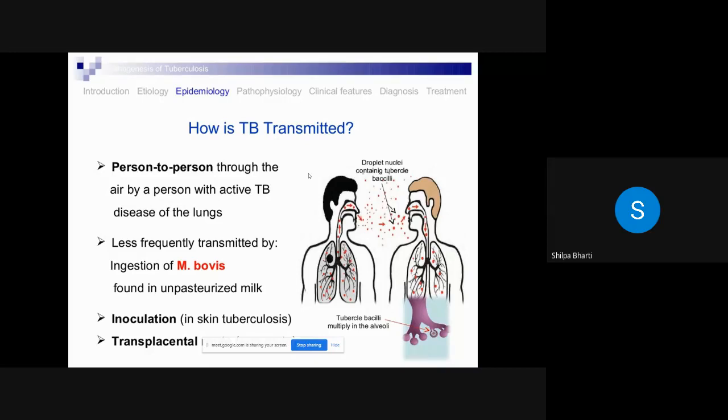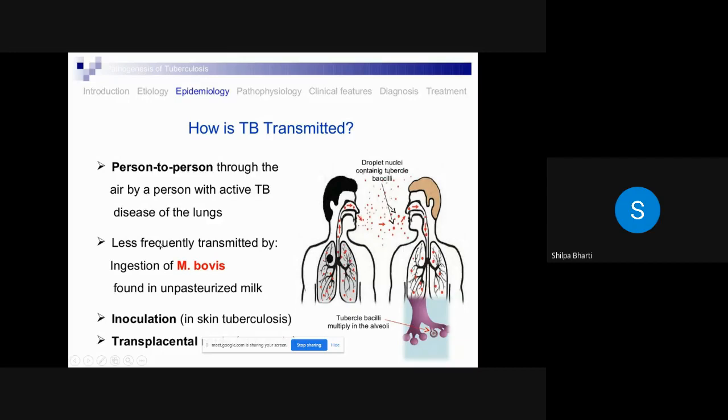So the major mode of transmission of this disease is person to person through the air. We all know that, by someone having an active TB disease of the lung. As I've told you, it has to be the active form. If it is only infection, then it is not transmittable. Only the active person having an active disease is capable of transmitting through the droplets, which contain these bacteria or bacilli. The less frequent mode of transmission is from the cattle.